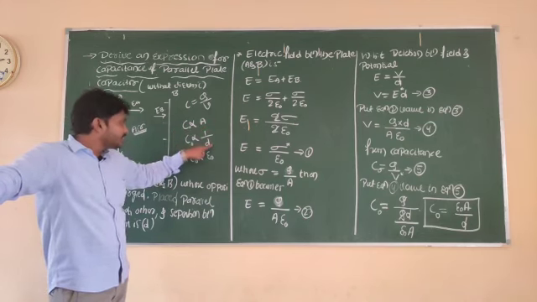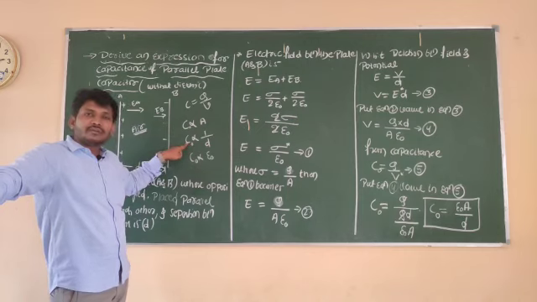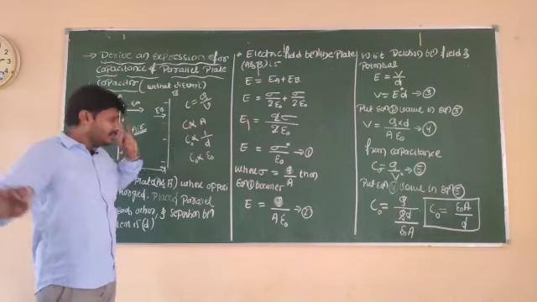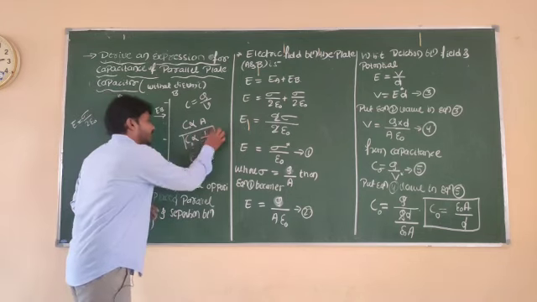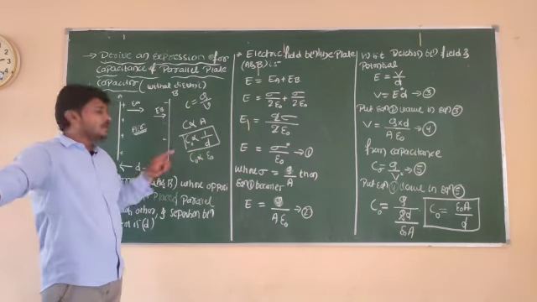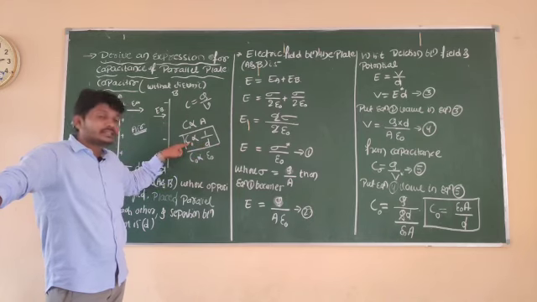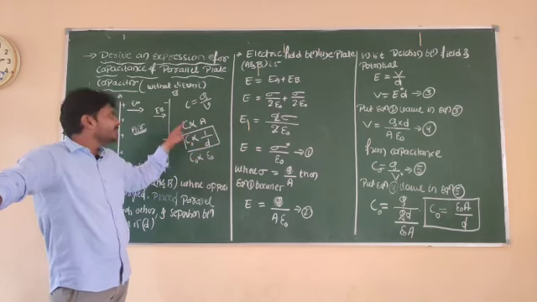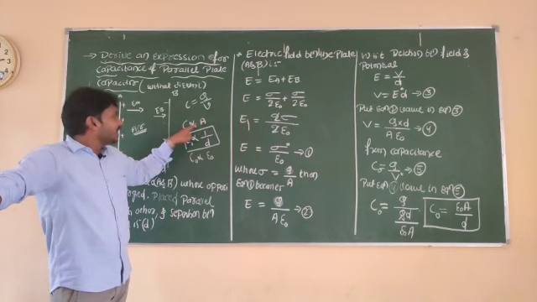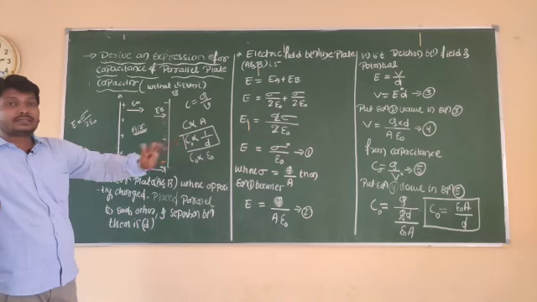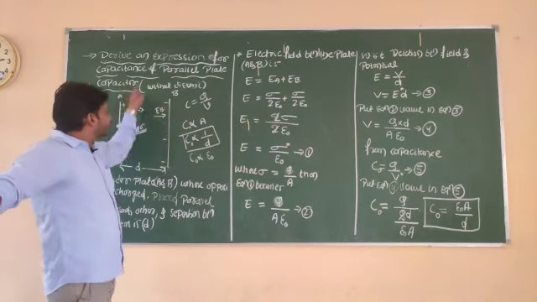So if I decrease the area, the capacitance value will decrease, or if I increase the area, the capacitance value will increase. In order to get a larger capacitance value, I should decrease the distance here. If I decrease the distance, the capacitance value will increase, or if I increase the area, the capacitance value will increase. So look here, capacitance value is independent of the charge here.